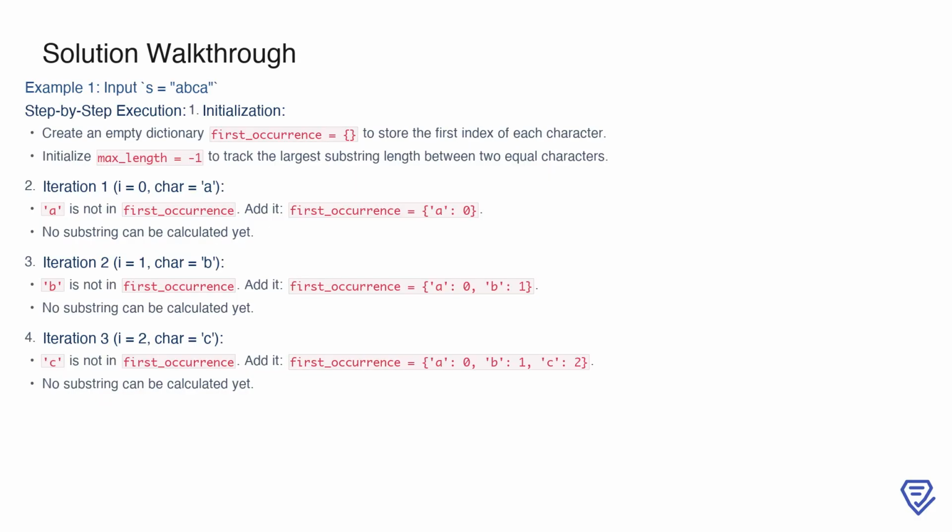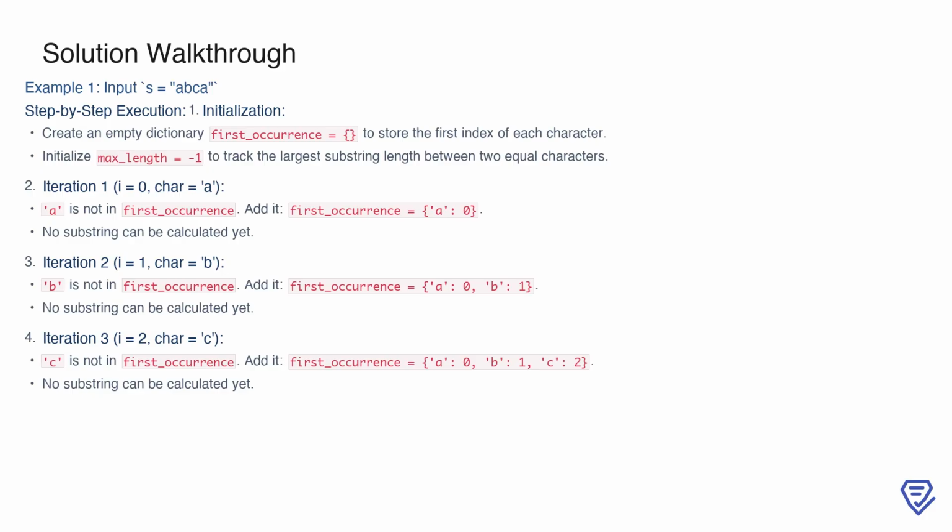To solve this problem, we start by initializing two key components, a dictionary called first_occurrence and a variable called max_length. The dictionary will help us track the first index where each character appears in the string, while max_length is initialized to -1 and will store the largest substring length between two equal characters.